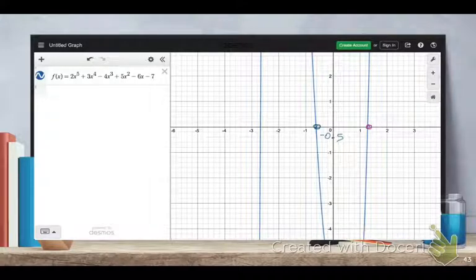And the last zero that we had was kind of close to our prediction, right? So it's actually a little bit past negative 2.5. So maybe more like negative 2.75. So not bad.